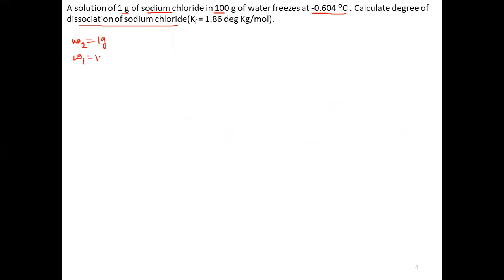W1 is 100 gram. So we have molecular weight of solute M2. As it is sodium chloride, we can easily calculate it: 23 plus 35.5, it came out to be 58.5 gram. And we also have the molecular weight of water, but we don't require it in this numerical. Next we have Kf.